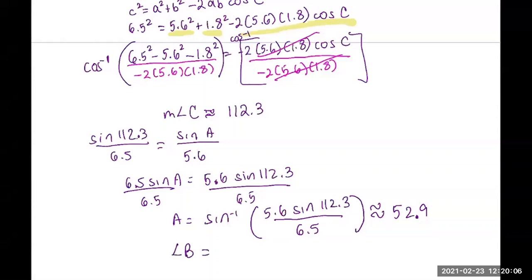Angle B, by the way, once we have the other two angles, we can simply subtract the sum of the other two angles that we solved for from 180 and get the third angle. Angle B is equal to 14.8.